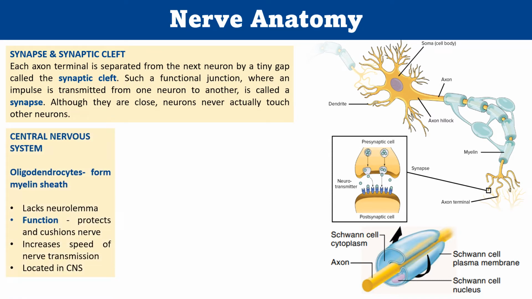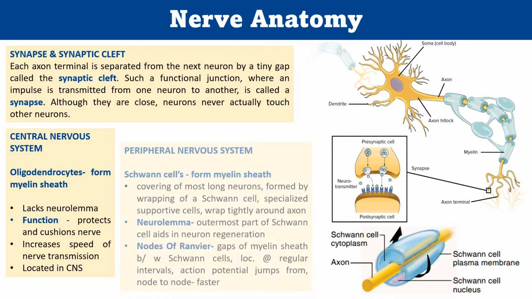Central nervous system. Oligodendrocytes form the myelin sheath in the central nervous system. They lack neurolemma. Their function is to protect and cushion nerves and increase the speed of nerve transmission. Oligodendrocytes are located in the CNS.